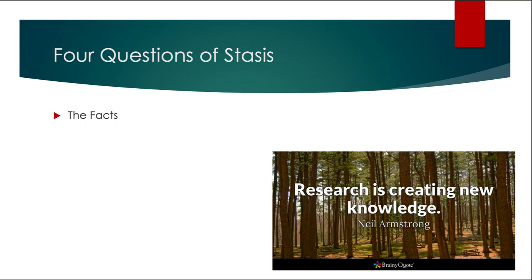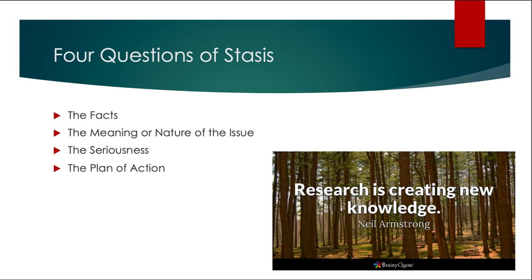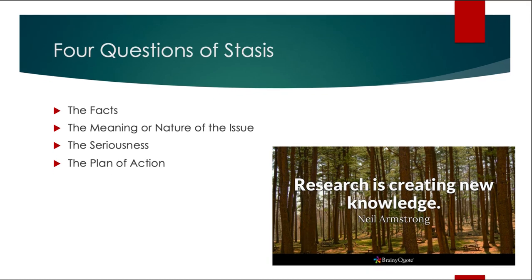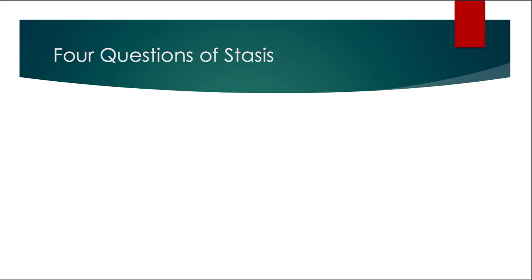There are 4 main questions in stasis theory. Questions about the facts, questions about the meaning or the nature of the issue, questions about the seriousness of the issue or topic, and questions involving proposals or plans of action. Now, under each of those categories, you can come up with tons of sub-questions, and your information in the course gives you some of those questions.